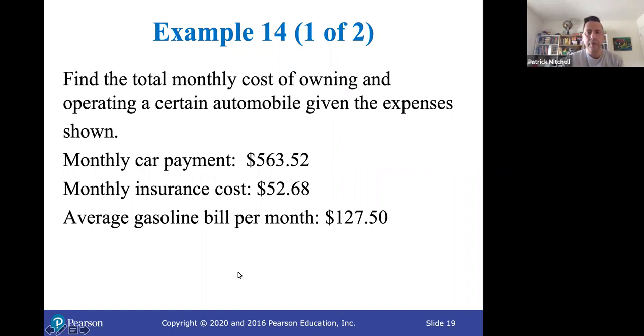All right, and that brings us to a little application problem. Find the total monthly cost of owning and operating a certain automobile given these expenses. The monthly car payment is $563.52. The monthly insurance is $52.68, and the average gas per month is $127.50. Notice the word total, which means add. So we're going to add these numbers together.